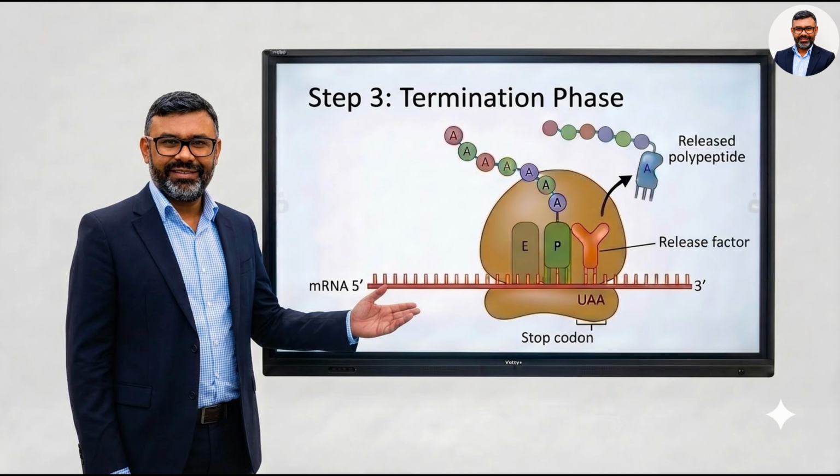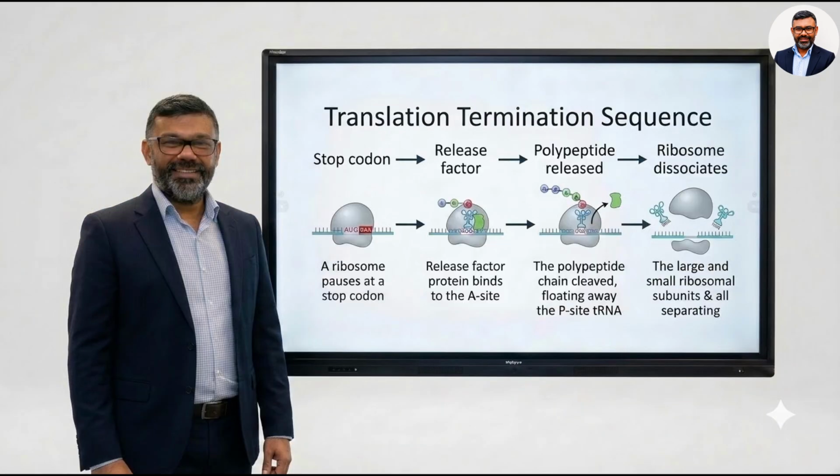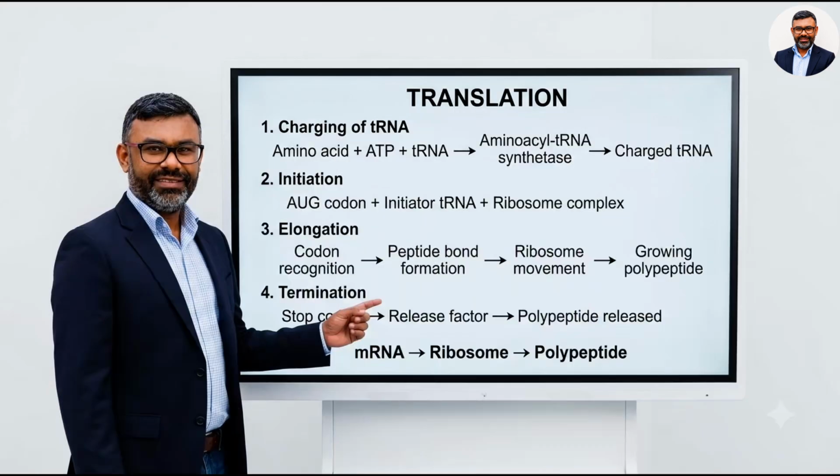This causes the completed polypeptide chain to be released. The ribosome then dissociates into its subunits, and the mRNA is released. In this way, translation comes to an end, and the newly formed polypeptide can fold and function as a protein. Now that we have followed the complete process, let us quickly revise the 4 stages of translation.